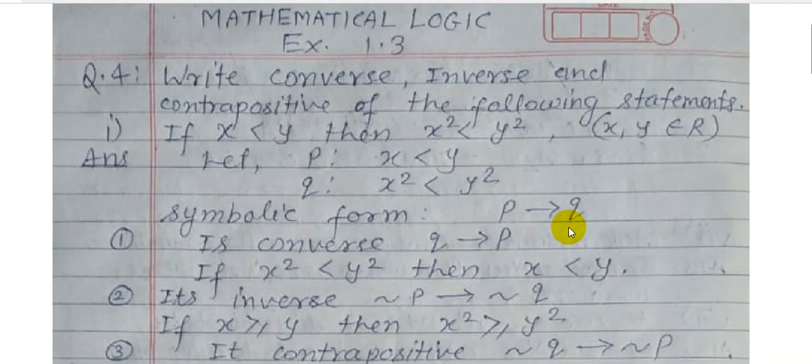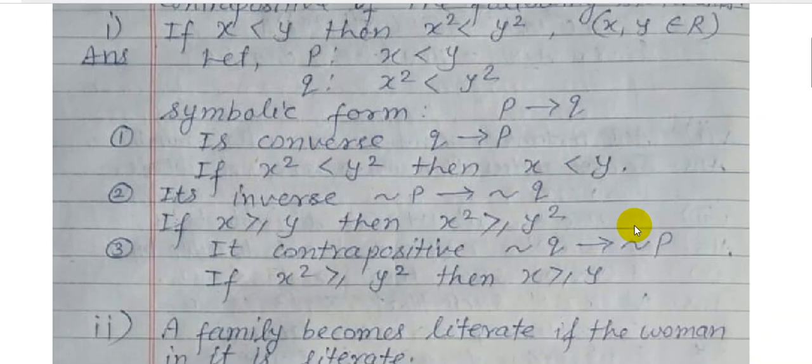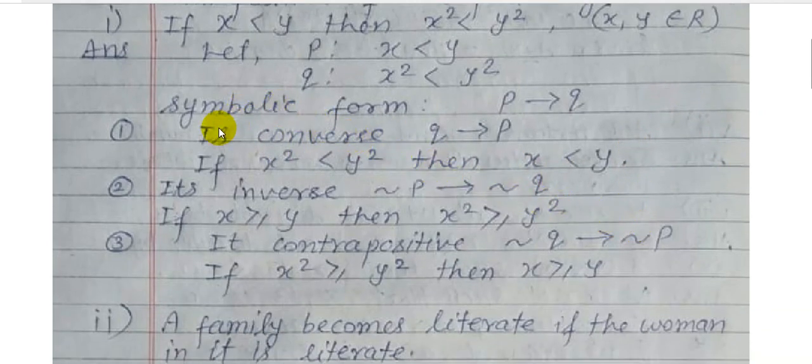So P conditional Q, after that using the converse definition. After the symbolic form, you have to write first its converse. Dear students, here you have to write its converse. So its converse is Q conditional P, and in verbal form: if x square is less than y square, then x is less than y. This is known as the converse of the statement.